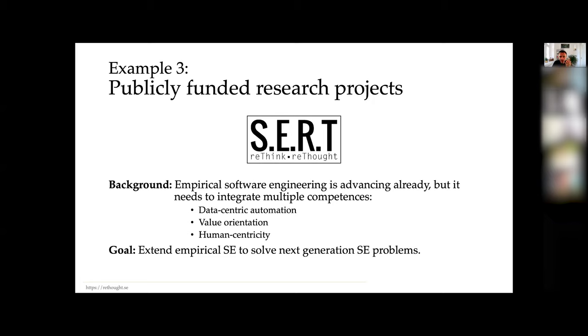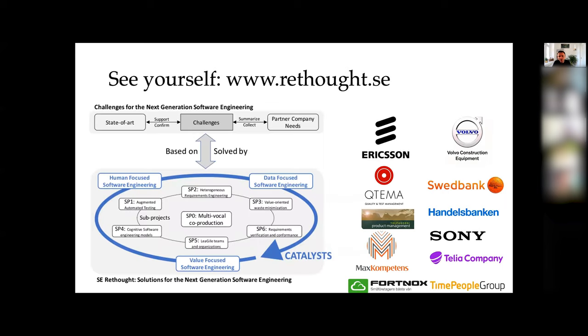Think of human-centric engineering and the role and relevance of human beings for the use of very large and complex software systems. So the intended goal of this research project is to extend not only our research methods, but also our research contributions and the tools and methods we develop for what we call next generation software engineering problems. I will not go too much into detail, because we have been talking already very long and are reaching the end.